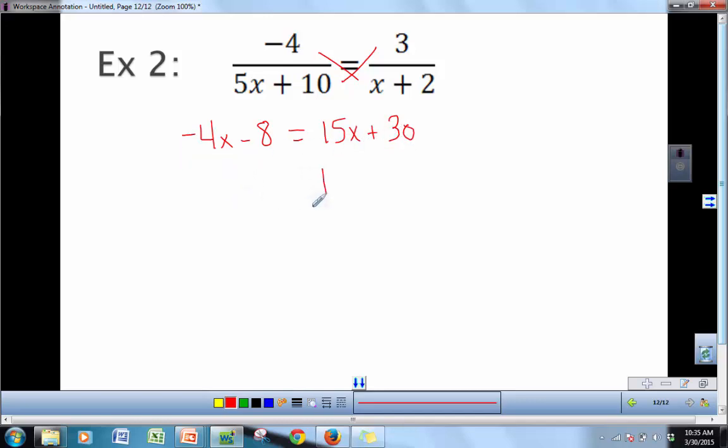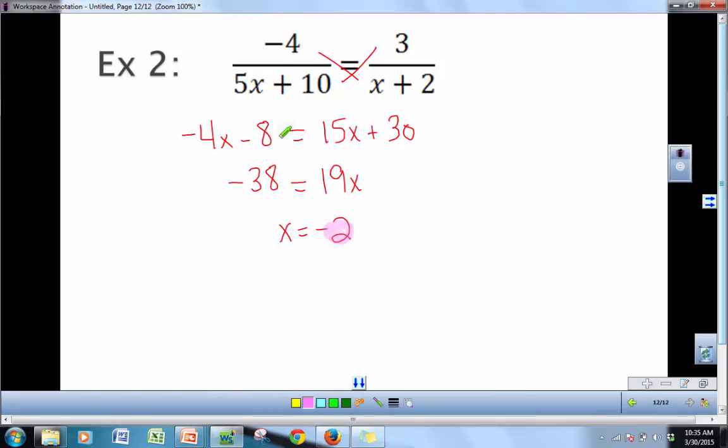I'll bring my 4x over by addition, the 30 over by subtraction, which will then give us an answer of negative 2. So this time we only have one answer, but once again, we're still going to want to check this answer to make sure that it works in the original equation. Okay? Once you sub negative 2 in for x, this is going to end up being negative 10 plus 10, which will make this first fraction undefined. And the same thing is going to happen in the second fraction.